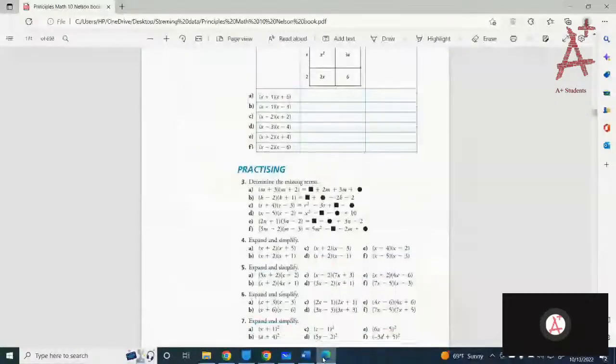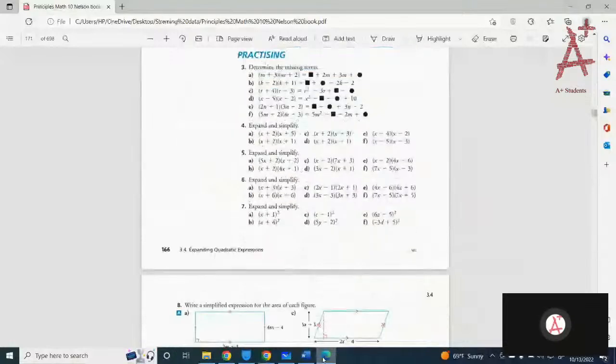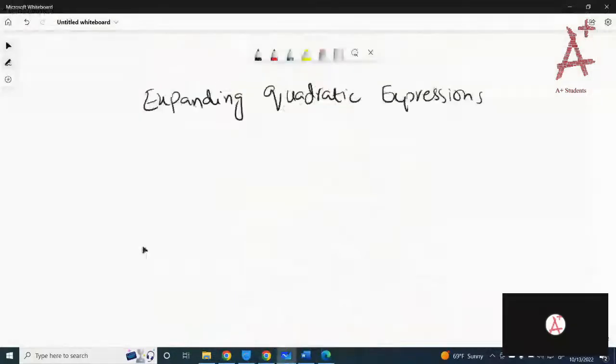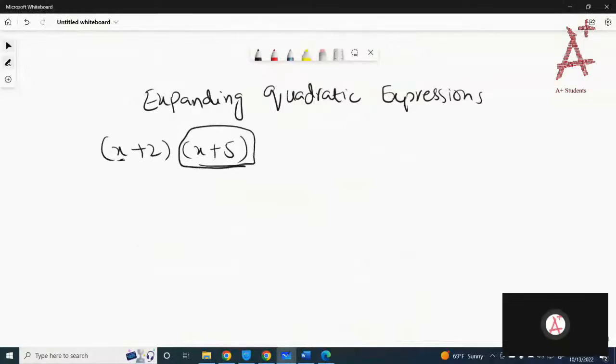Okay, let's start with expand and simplify. I'm going to start with question number 4. x plus 2 and x plus 5, you have to expand them. First, you have to multiply the x with all the things that are inside this bracket. Then you have to multiply the 2. Let me write it down. You have to multiply the x with x plus 5. Then you have to multiply the plus 2 with x plus 5. You have to multiply each and everything.